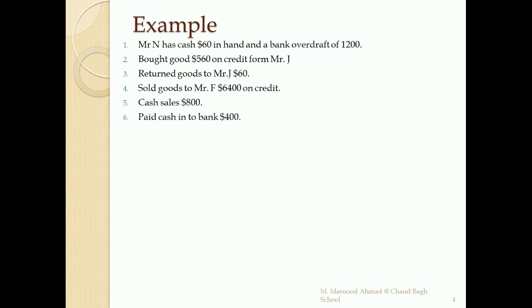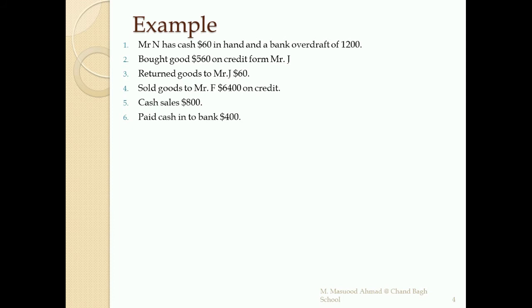Sold goods to Mr. F, 6400 on credit, and there isn't any involvement of your cash or bank or discount allowed or discount received, so it also doesn't have any concern with your cash book and will not be recorded. Rather, it should be recorded in your sales day book. And fifth, that is your cash sales, 800 cash is involved over here, you have to record in the cash book. And sixth one is paid cash into the bank.